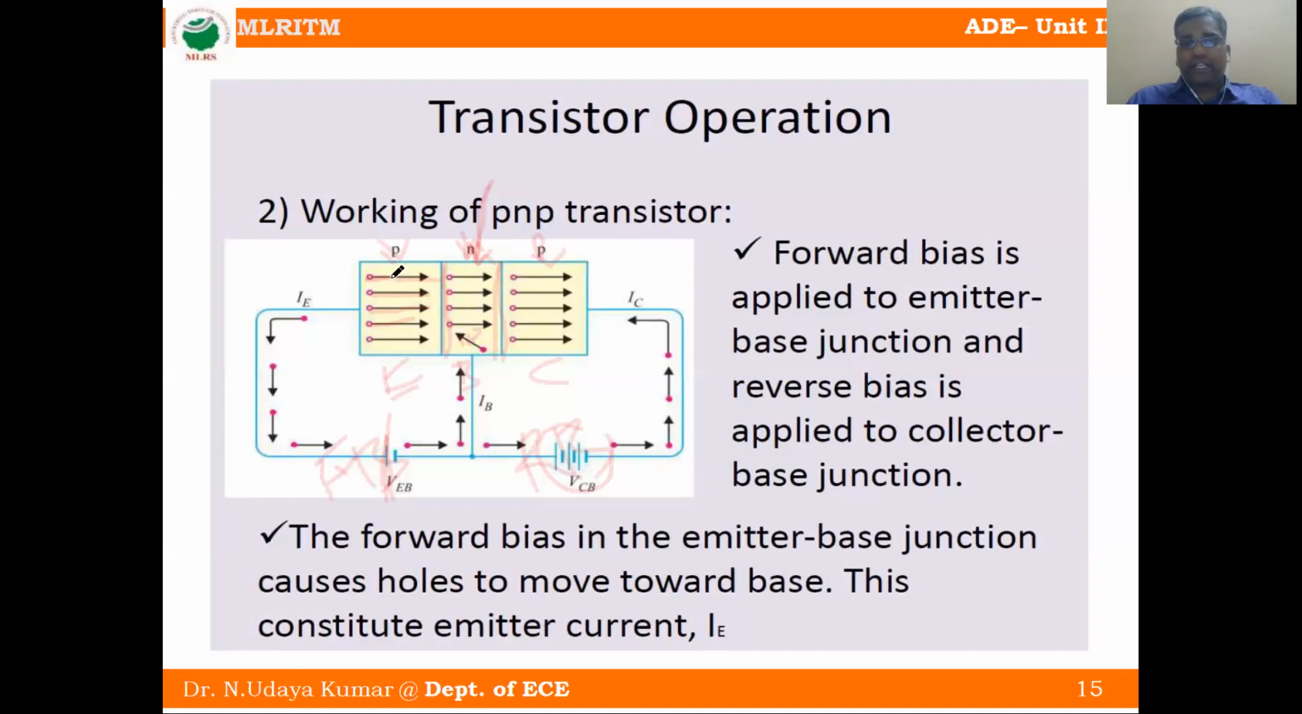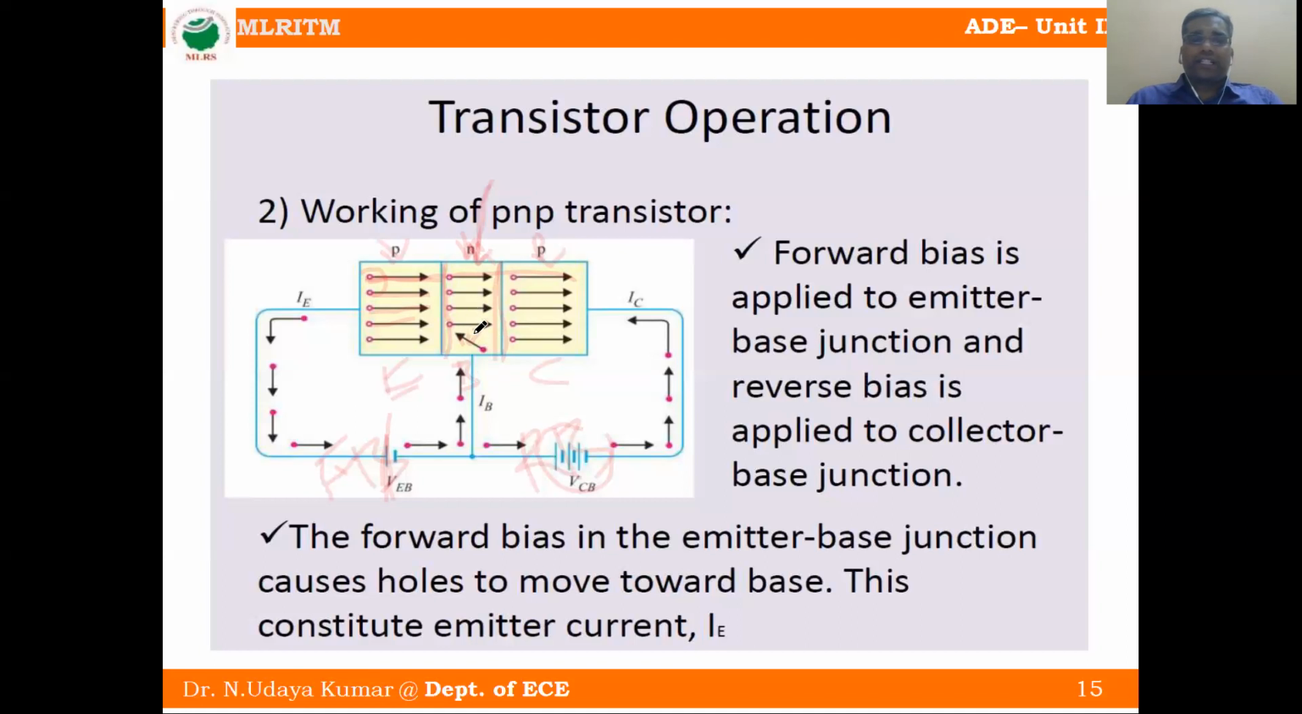So the remaining electrons, that is, it is a heavily doped emitter. The remaining electrons cross the junction and are collected by the collector. So these p-type holes are combined with n-type electrons. We call it recombination. Because of this recombination, it constitutes the base current.